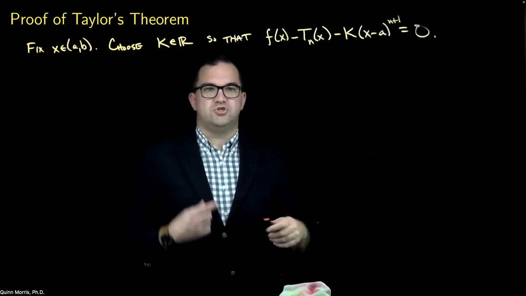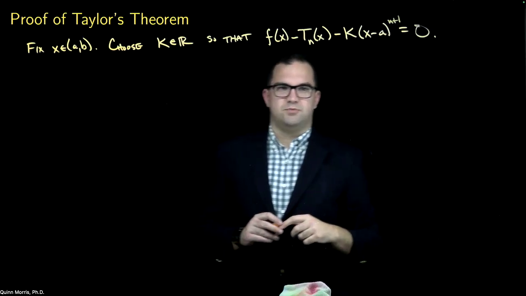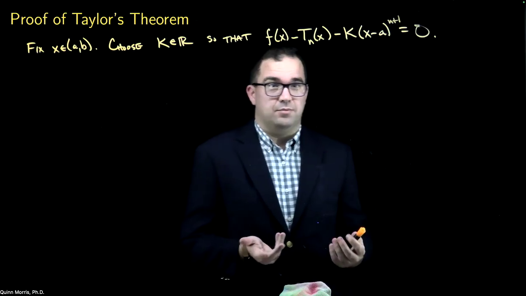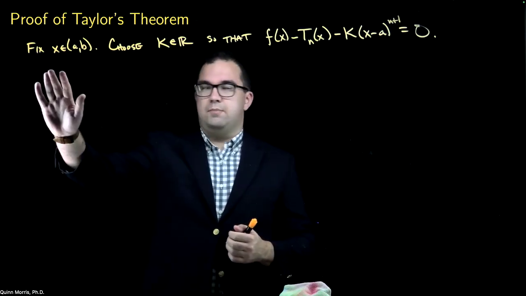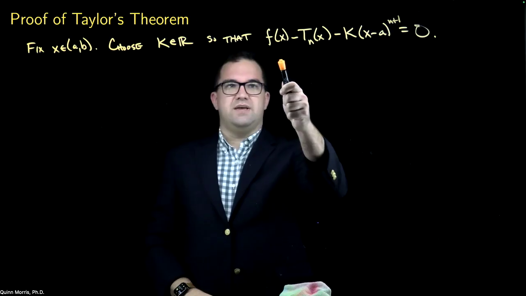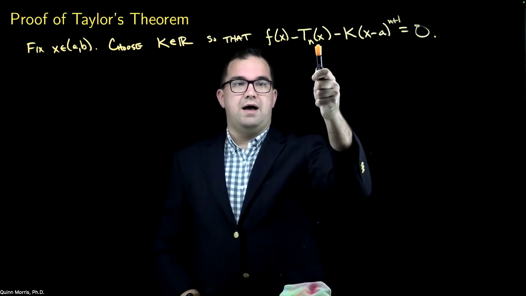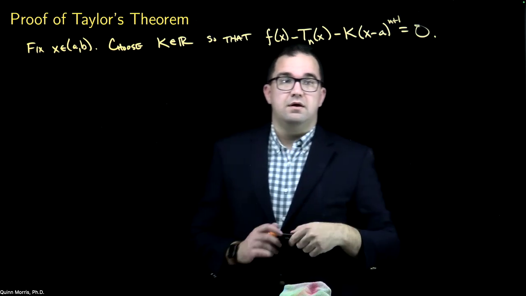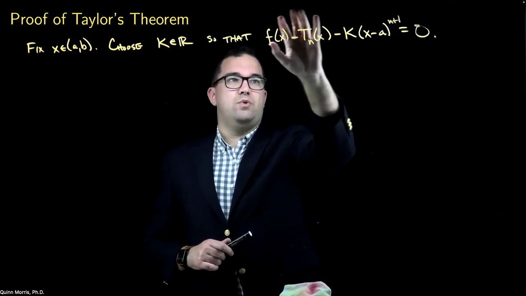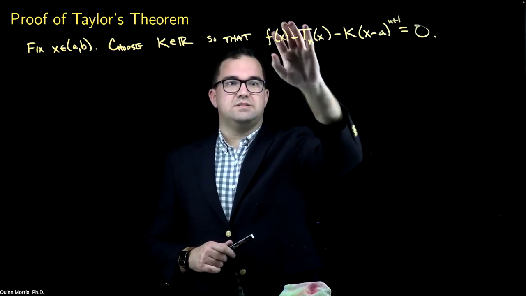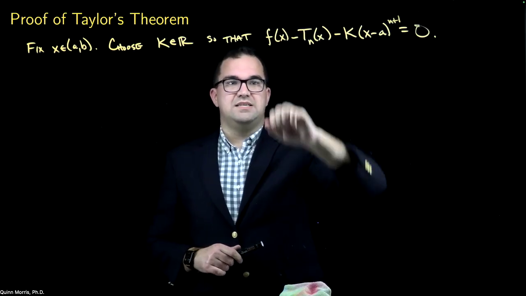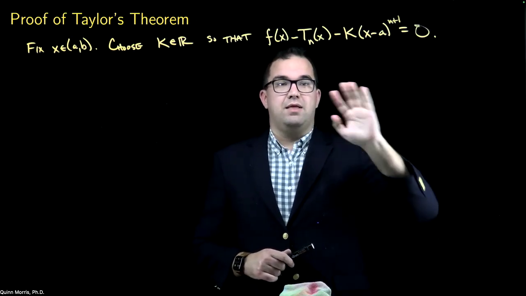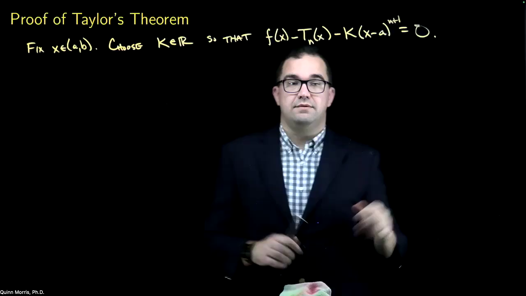Now, anytime somebody says choose a real number such that this is possible, you should say in your mind, well, how do I know that's going to be possible? So remember, x is fixed. Since x is fixed, my function is fixed, my Taylor polynomial evaluated at that point is fixed. So f of x minus T sub n of x is fixed. Similarly, (x minus a) to the n plus 1 is fixed.